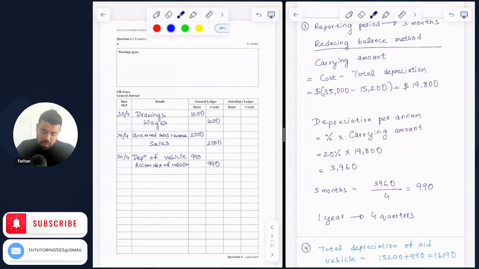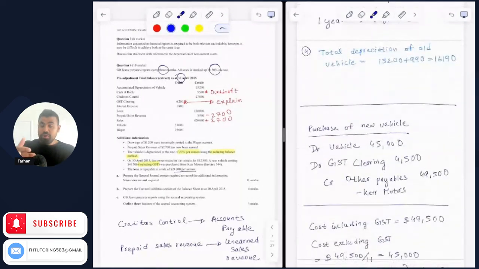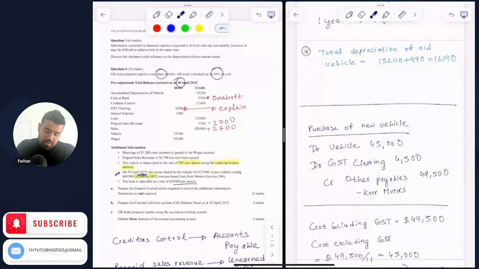Okay, so let's move to the fourth information that we have, and this is the most complicated one out of everything. So we're going to break the fourth additional information in multiple steps. Right, so on 30 April 2015, the owner traded in the vehicle for $12,500. So this is talking about the old vehicle, all right? The depreciation, which we had just calculated, right, of $990, the old vehicle, we have disposed it on 30 April, and we have disposed it for $12,500, right? We have also purchased a new vehicle costing $49,500, and that is including GST, okay, from Kern Motors, and the source document is invoice 344.